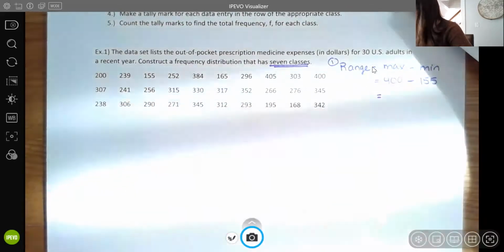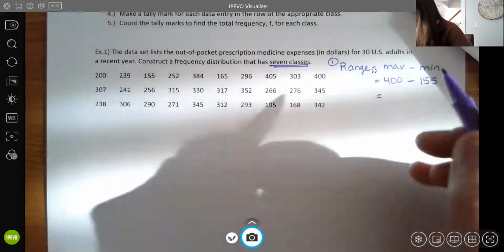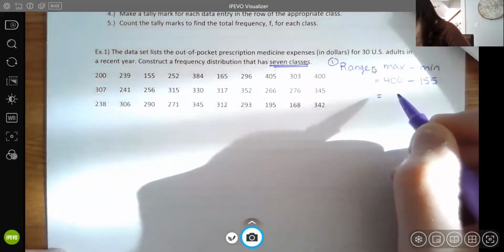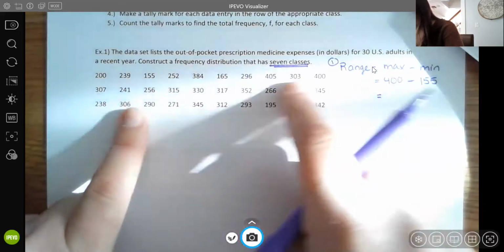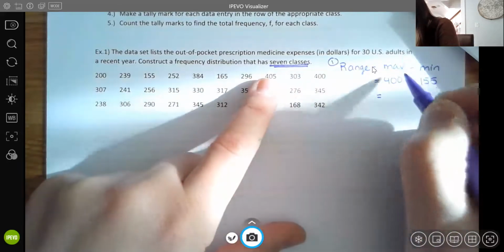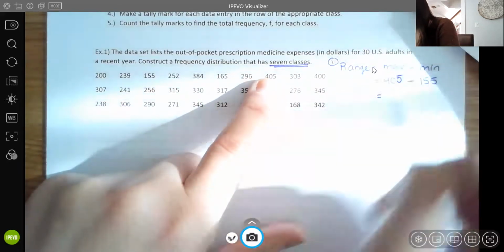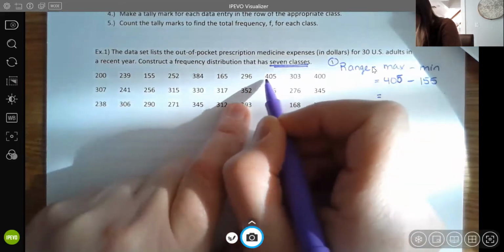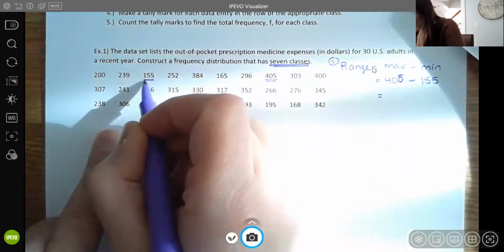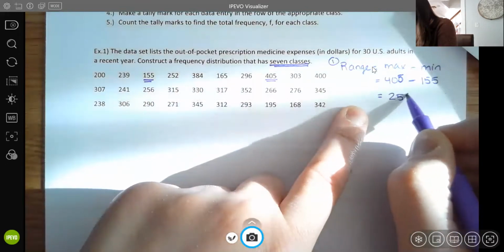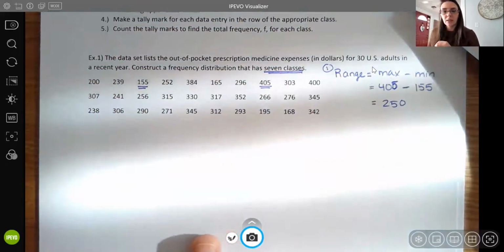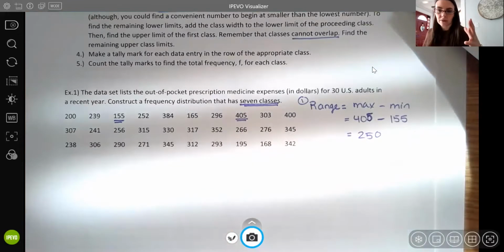So my range is going to be 400 minus 155. Oh, sorry, 4. Oh, I missed it. There it is. Sorry, 405. I think there's one bigger. 405 minus 155. So again, there's my max, and then there's my min. And what I get when I subtract is 250. So my data is spread out over 250 values.